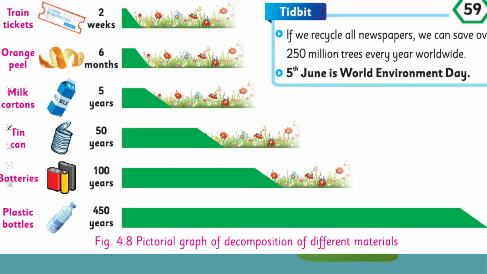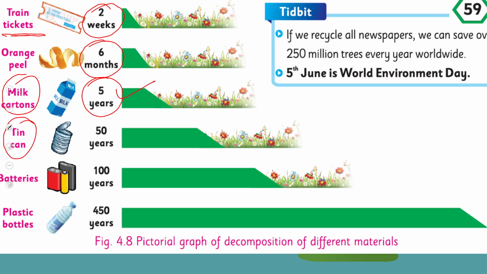So here you can see, train tickets, it takes 2 weeks to degrade. Orange peel, it takes 6 months. Milk carton, it will take 5 years. Tin can, it will take 50 years. Then batteries, it will take 100 years to degrade. Plastic bottle, it will take 450 years.